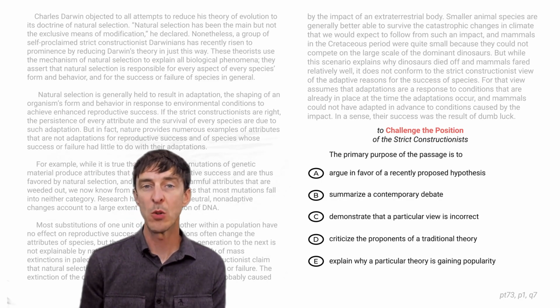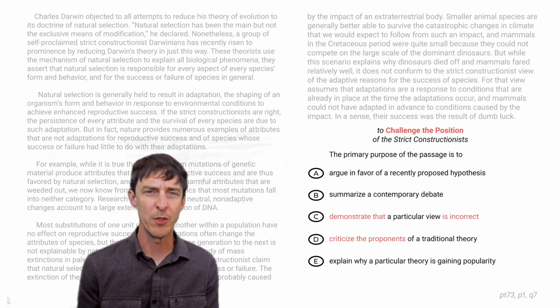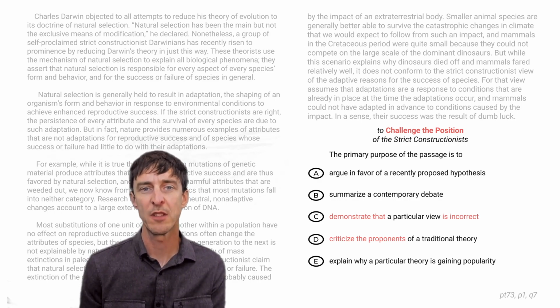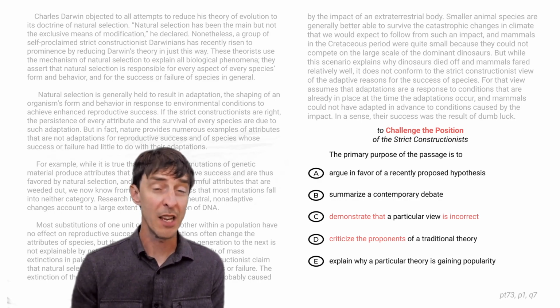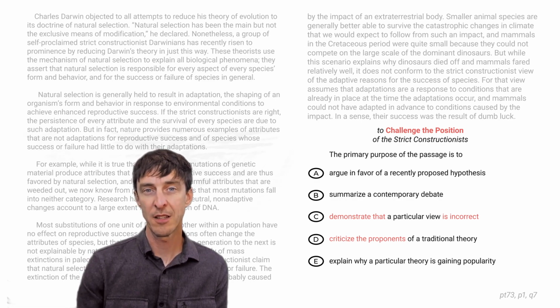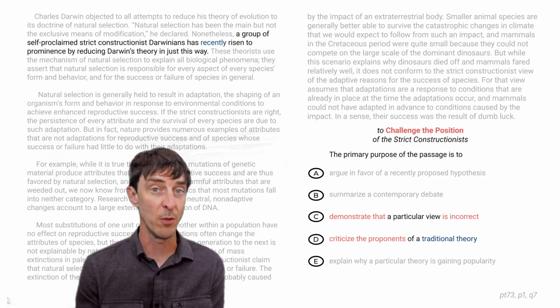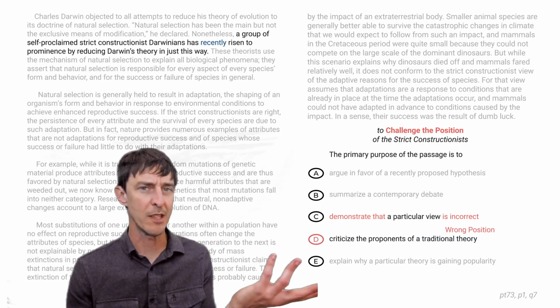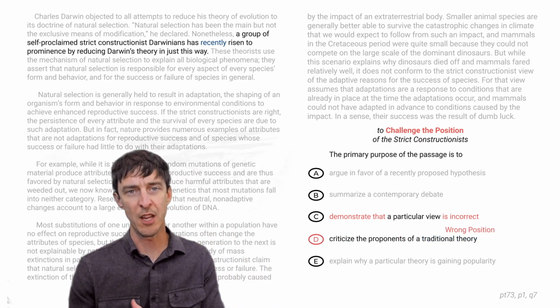C and D look the most like challenge a position because we're demonstrating a view is incorrect or criticizing some proponents. Okay, well, we were criticizing the strict constructionists, and they are a recent view. They're not a traditional view. The traditional would probably be Darwin. We're not criticizing Darwin. So D is off the table.